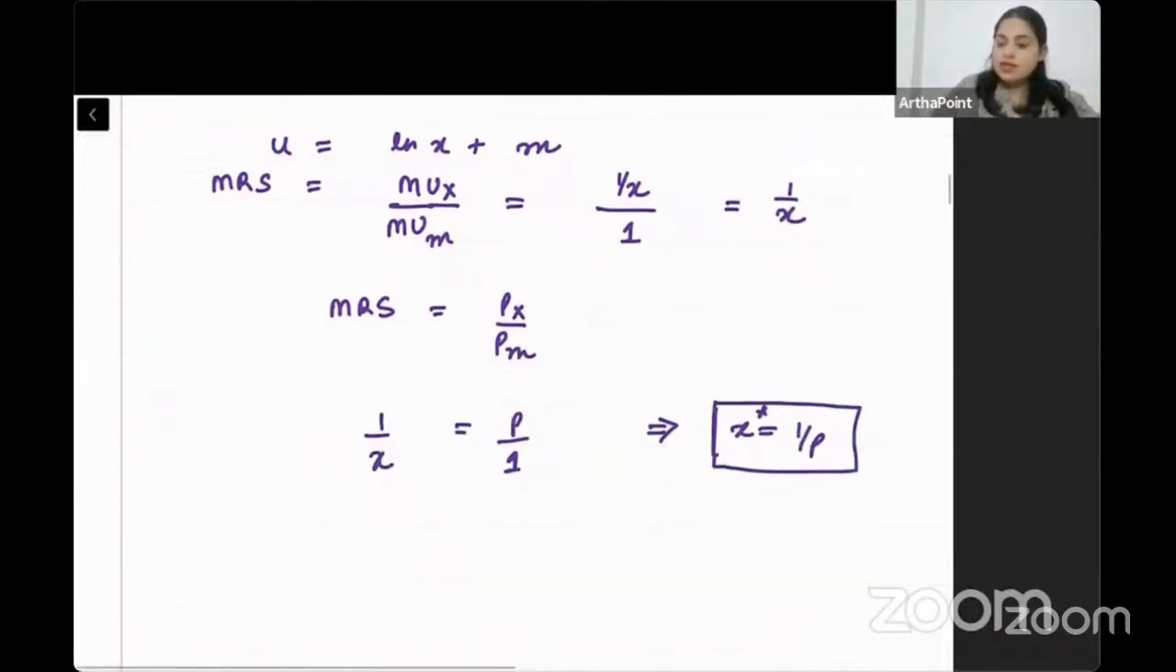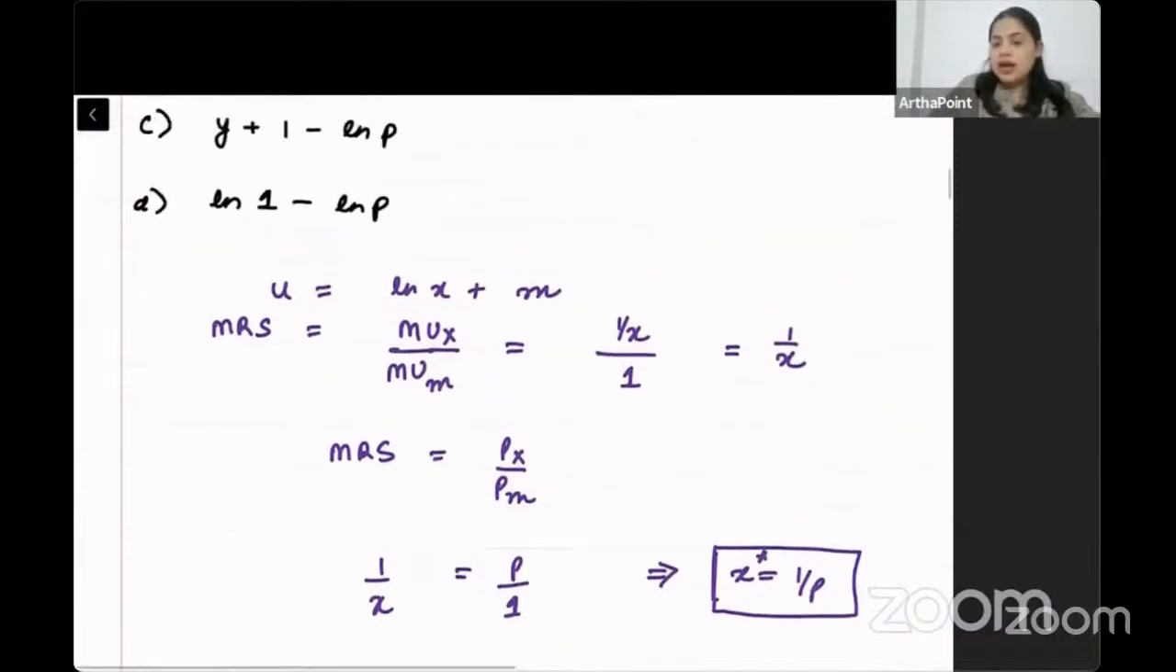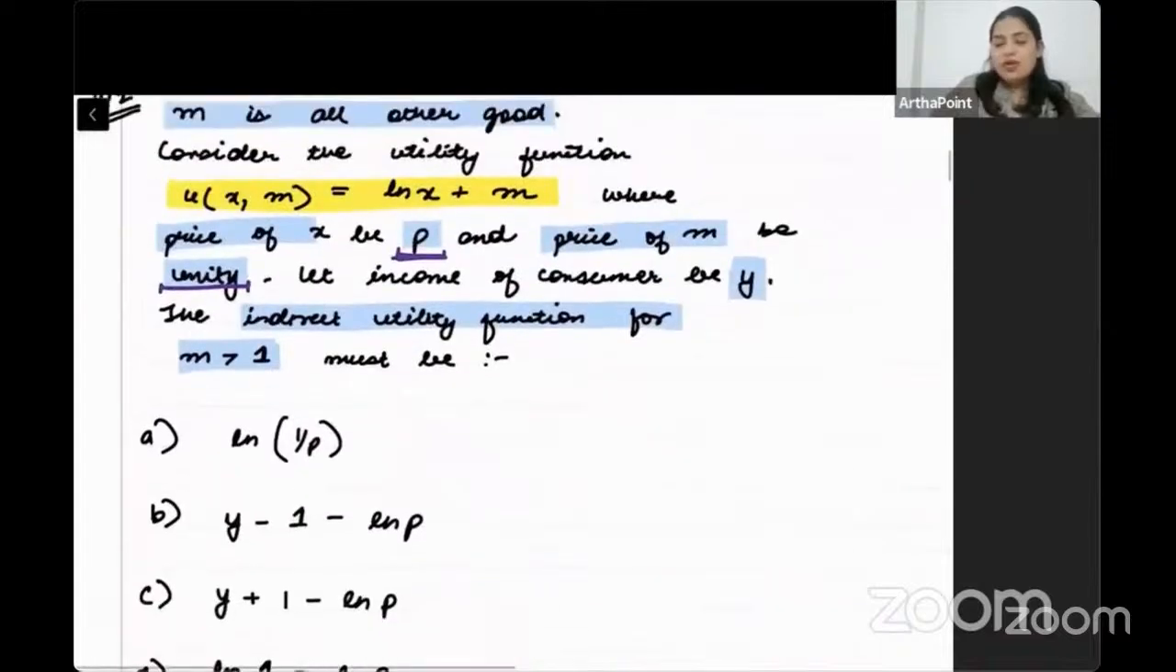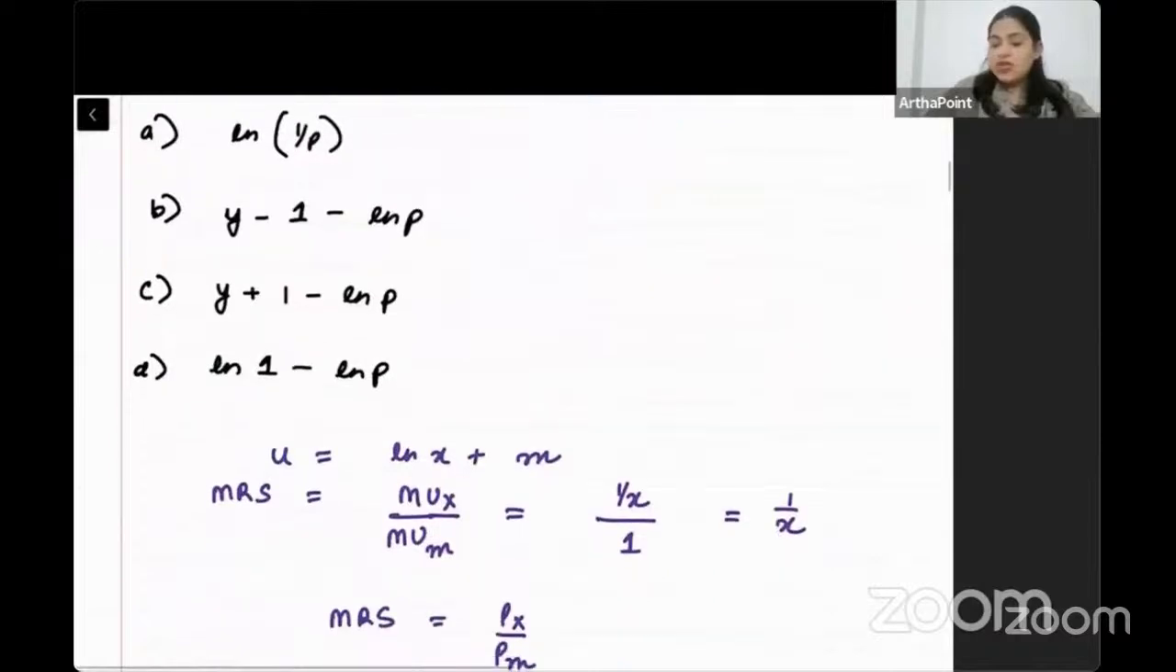So can you tell me what will be your budget line? Budget line was amount spent on good X, amount spent on M equal to income of the consumer. ध्यान से देखना है, यहाँ पर कंफ्यूज करने के लिए इनकम को Y बोला गया है and other goods को M. So you have to be very careful while solving this. Okay, good Shaurya, you're right. The answer should be B.